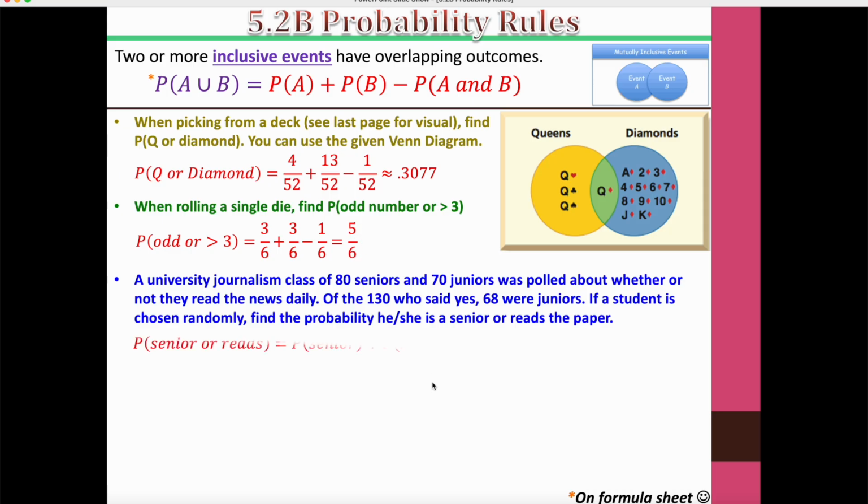Whoops. So a university journalism class of 80 seniors and 70 juniors was polled about whether or not they read the news. Of the 130 who said yes, 68 were juniors. If a student is chosen at random, find the probability he or she is a senior or reads the paper. Fine. This one actually requires a little bit more brain power than the rest, so I recommend maybe pausing it and stopping to think for a minute.